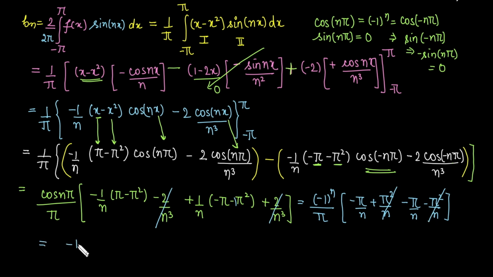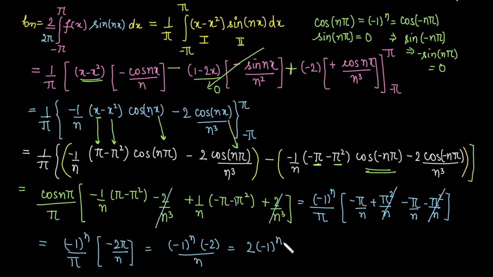Finally we have minus 1 raised to power n by pi, minus pi by n minus pi by n, minus 2 pi by n. This is equal to minus 1 raised to power n into minus 2. That pi gets cancelled with pi divided by n. We can further write it as twice of minus 1 raised to power n plus 1 by n. We have clubbed this minus with this term. We are getting n plus 1 in this case. And this is the value of Bn.